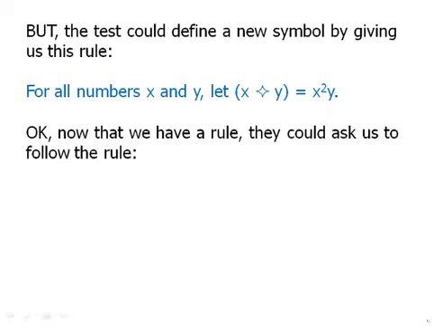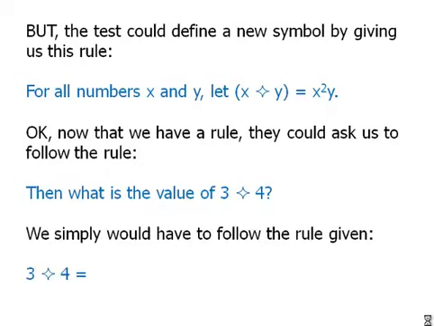Okay, now that we have a rule, they could ask us to follow the rule. Then what is the value of 3 star 4? Now this is a totally legitimate question because they tell us what they mean by that symbol and then they ask us to follow that rule. So for 3 star 4, we would just follow the rule given. We're going to square the first number and multiply by the second number. So that would be 3 squared times 4, which is 9 times 4, which is 36. So 3 star 4 has a value of 36 when we're following this particular rule.